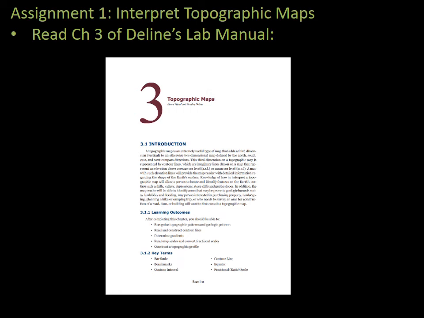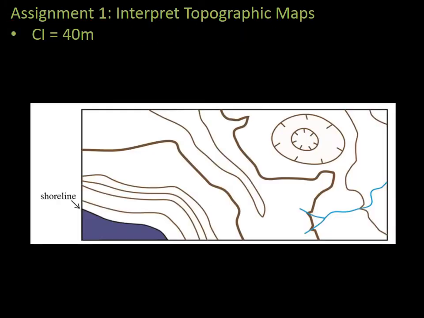Okay, so let's talk about some details of the assignment for this module. First of all, if you haven't already, you should take a look at Chapter 3 of the lab manual. It's posted in the assignment instructions and on the Module 1 main page. The goal in this first part of the assignment is to label the elevation of all of the topo lines in this map. The contour interval we're given is 40 meters.